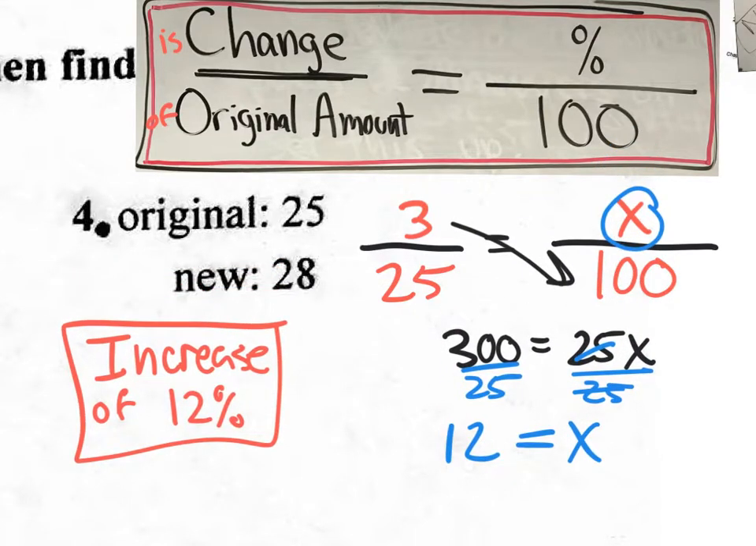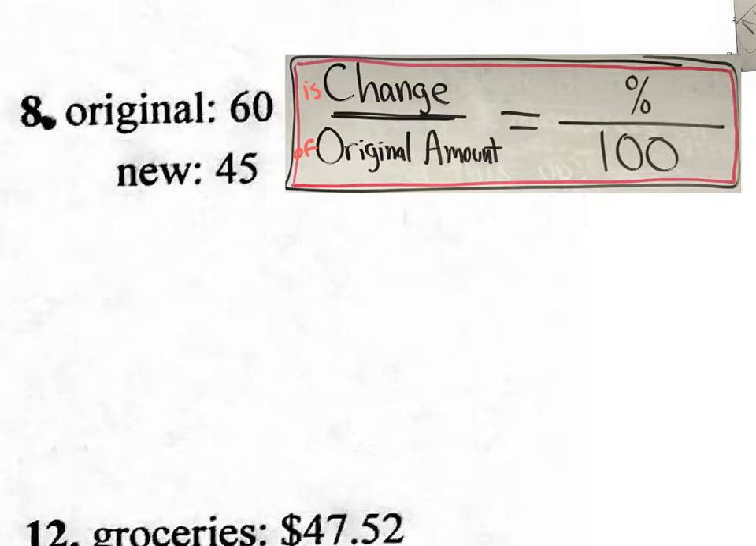Let's move down to number 8. So once again, we're going to set up the proportions. One fraction equals another fraction. The original amount that always belongs in the denominator is 60, as you could just read off of the information given to you. We want to know the change. What is the change from the original 60 down to 45? Come on, guys, help me out here. What is the change of the original 60 down to 45?